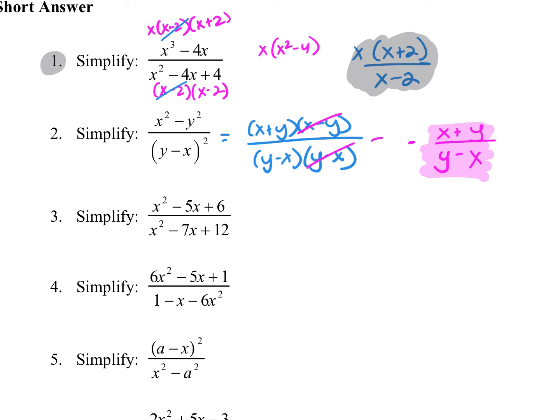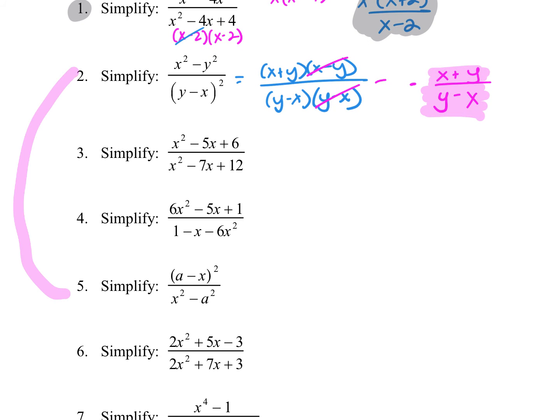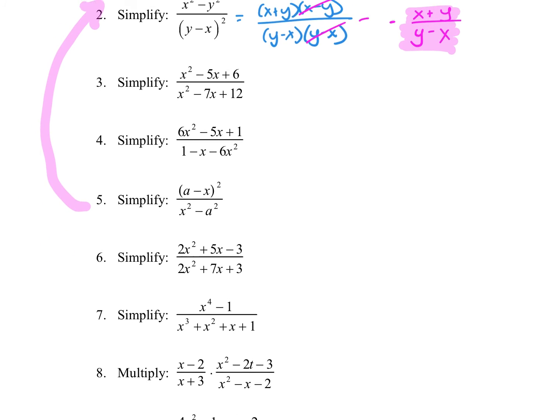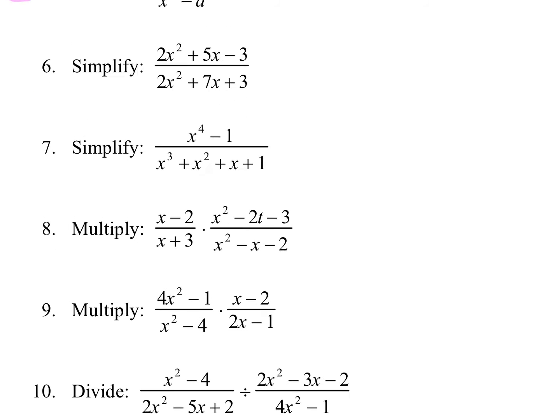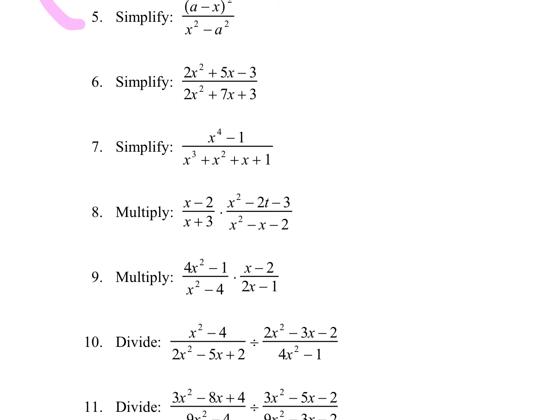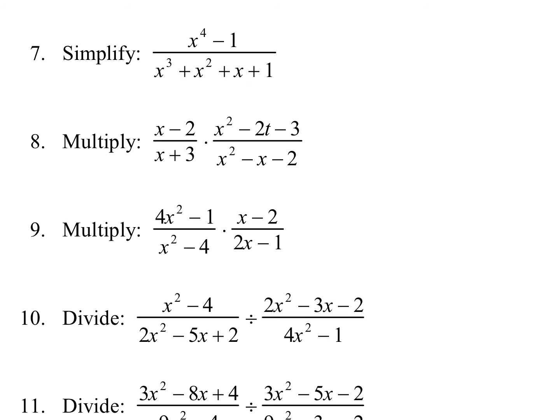3, you're going to factor the top and the bottom. 4, you're going to factor the top and the bottom. 5 is a lot like 2. 6, factor the top and the bottom. Let's skip to 7. Actually, you know what? Let's skip to a multiply one, and then I'm going to give you an opportunity to work on this a little bit, and then you're going to ask me questions when you're ready, okay? Go to 8.